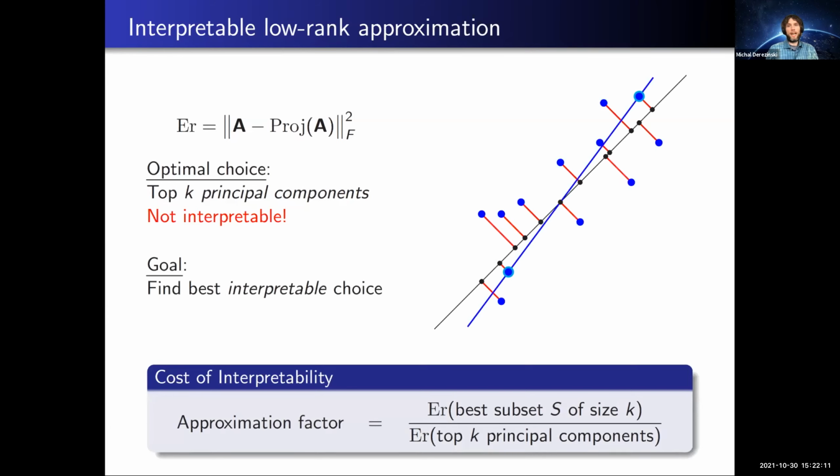So naturally, there are other notions of interpretability than this sort of selecting subsets of the data matrix. But this model provides a useful framework for analyzing what can be described as the cost of interpretability. Here we will measure this cost by the so-called approximation factor, which compares the error of the best interpretable representation relative to the optimal non-interpretable choice, which is given by the principal components, for a given dimensionality and subset parameter k.